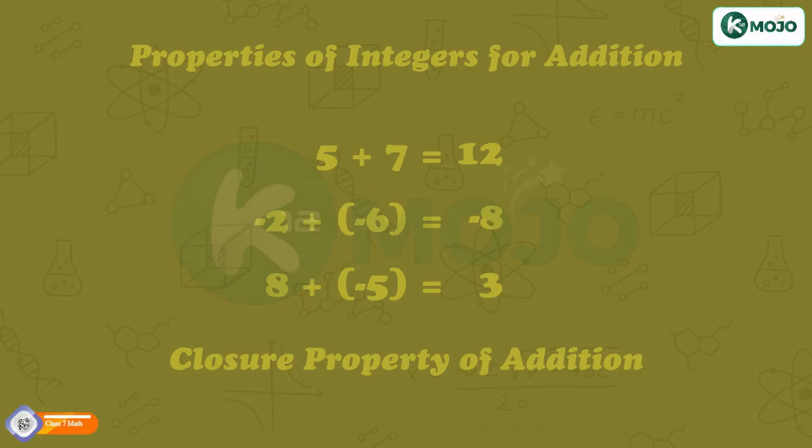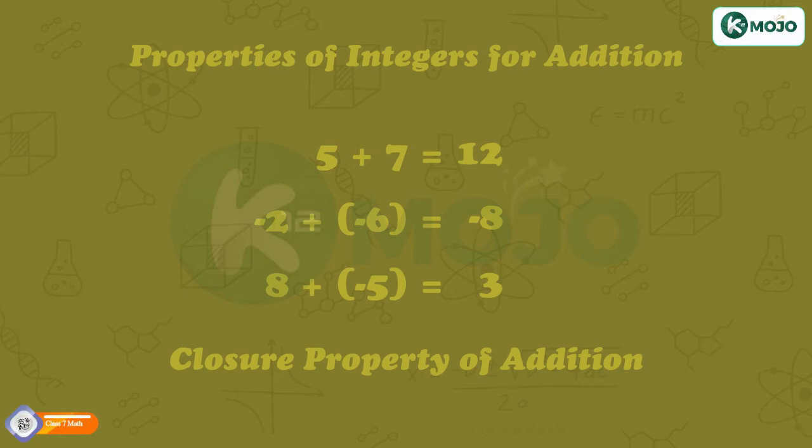Associative property of addition. According to associative property of addition, the sum of three or more integers remains the same irrespective of how they are grouped. For example, -5 plus 2 plus -4 is equal to -5 plus -4 plus 2. Here we can group -5, 2 and -4 in any order. We get the same answer.